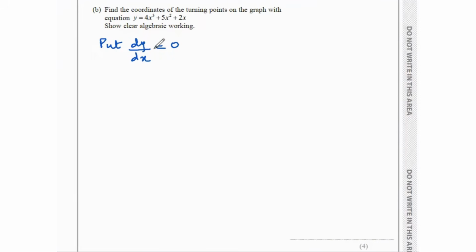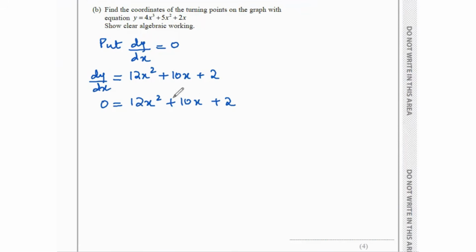to complete the coordinate. So based on what I just said, our dy by dx value was 12x² plus 10x plus 2. We put that equal to 0. So 12x² plus 10x plus 2. All of the terms are divisible by 2. So when we divide everything by 2, what we get is 6x² plus 5x plus 1.